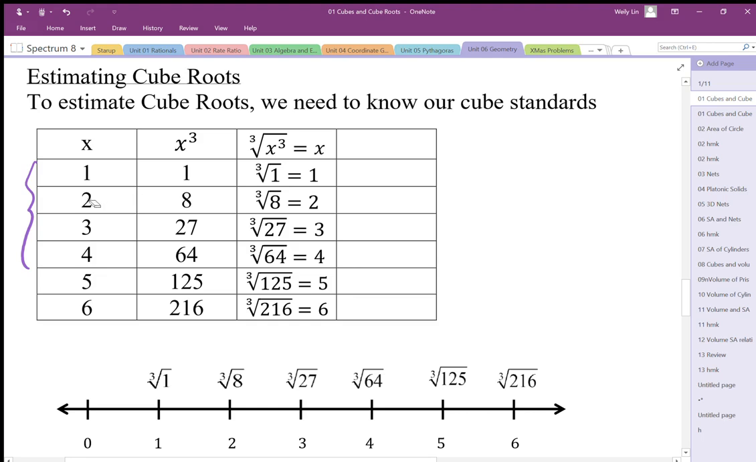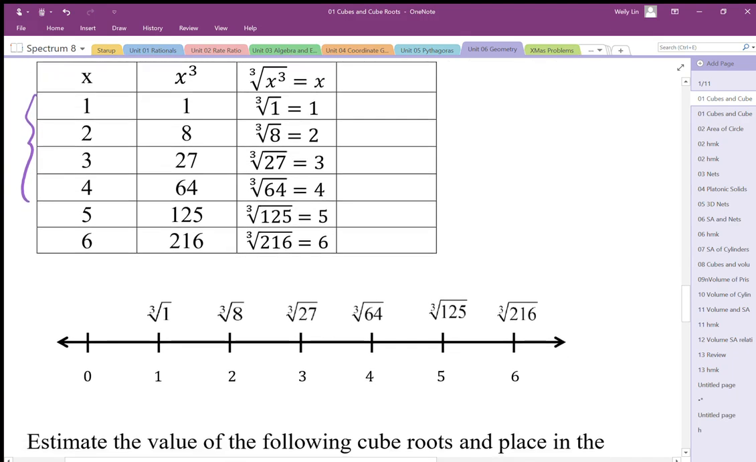2 cubed is 8. The cube root of 8 is 2. 3 cubed is 27. The cube root of 27 is 3, etc. So we want to make sure that we know our perfect cubes and cube roots, because that then allows us to have some standards which we can use to estimate.